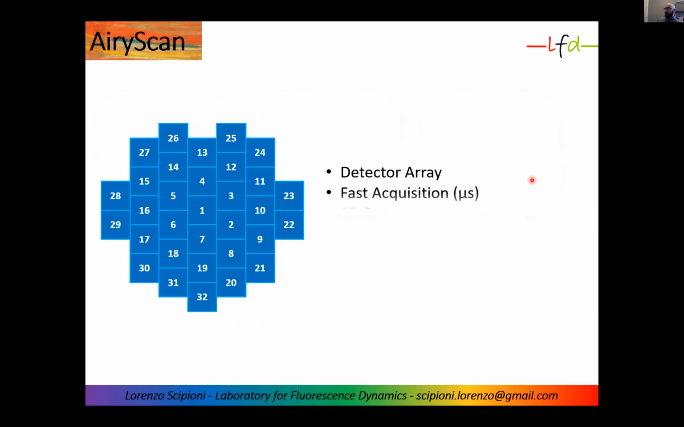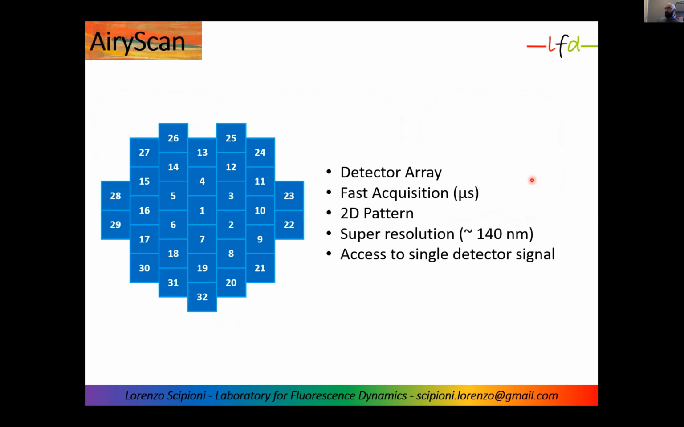With the Airyscan, you don't have to compromise anymore. This is because it is a detector array, so it has a spatial extension, basically. And it also can acquire with a very fast acquisition speed in the order of microseconds. So you can go 1,000 times faster than the camera, still having camera capabilities.